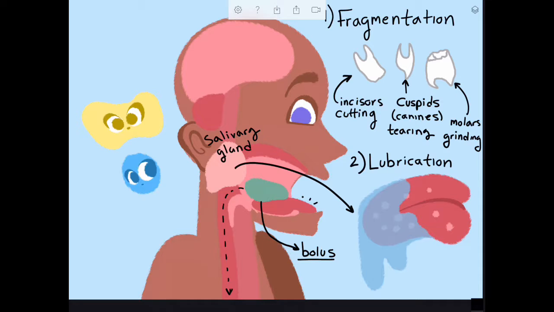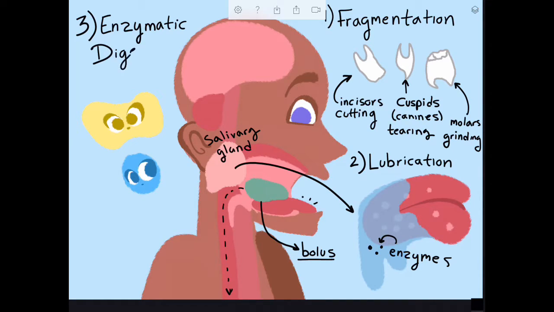But there's something else in our saliva that's also really important, and those are enzymes. Enzymatic digestion isn't really important in the mouth. Most of it's going to happen in our intestines, but there is some enzymatic digestion that occurs in the mouth. And there are 2 main enzymes responsible for that enzymatic digestion.